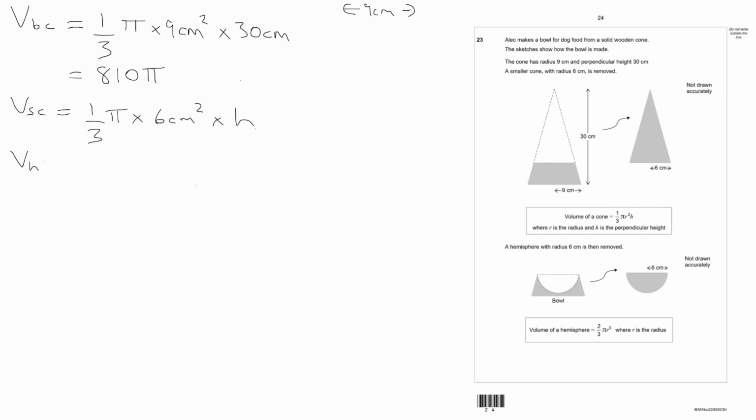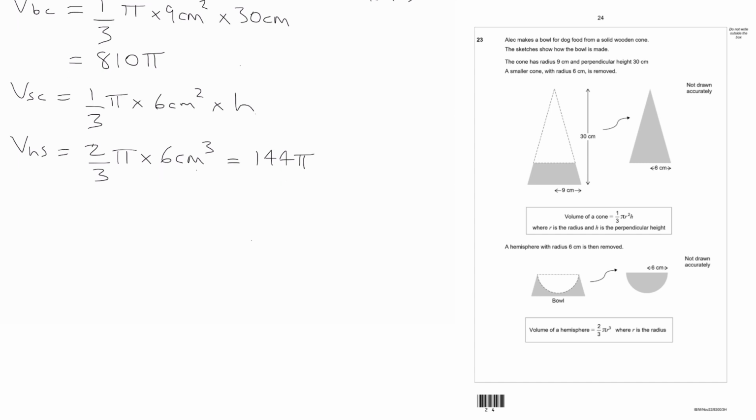Lastly, we have the volume of the hemisphere, which is 2/3 pi, and then it's going to be r cubed. So in this case, r is going to be 6 centimeters. And when we work this through, this gives us 144 pi. So now what we need to do is work out this small h, and then we can find our final answer.